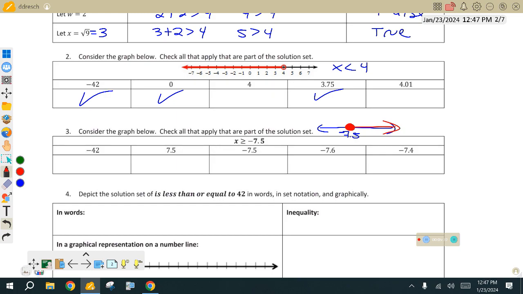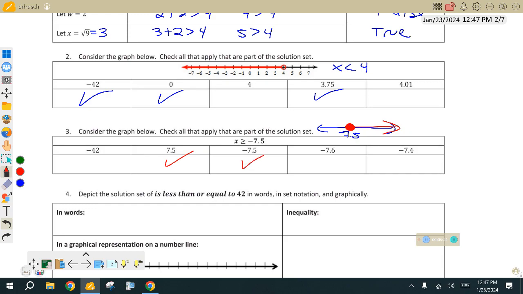Negative 42, where is it on there? It's on the left side. Way below. It's not less than, so that's not it. Positive 7.5 is larger. Yes. We're right on it. And because we're right on it, we closed it.